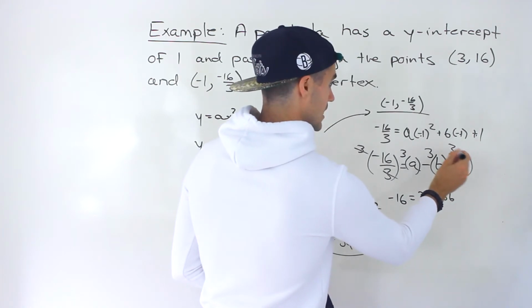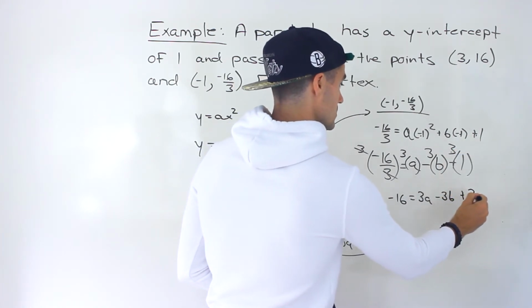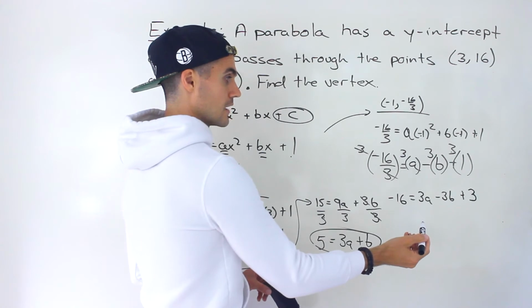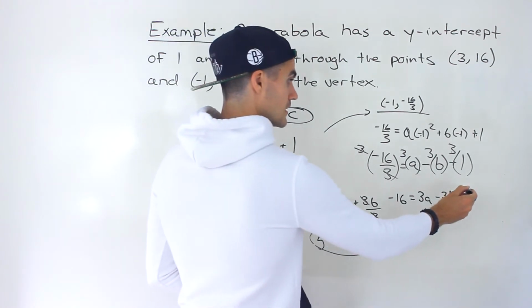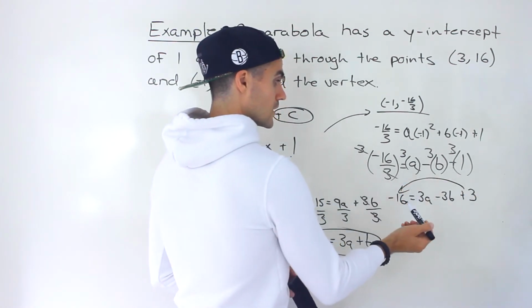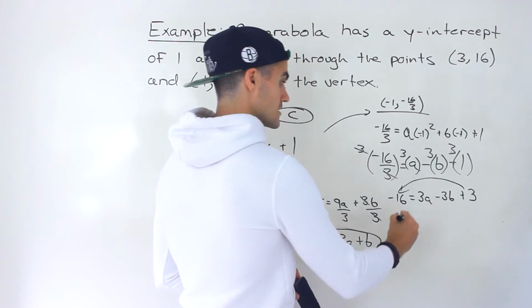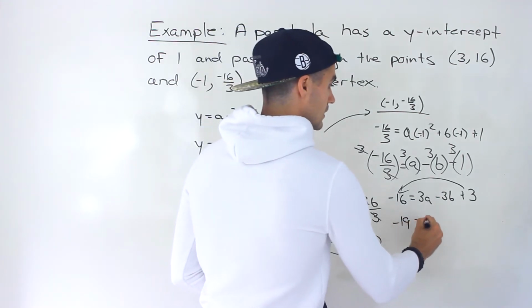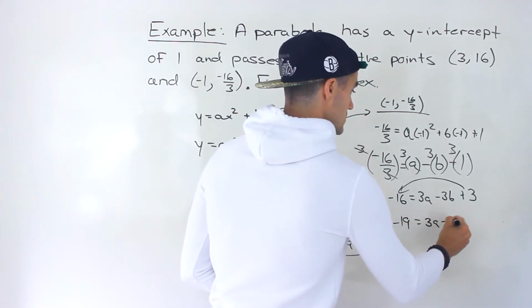Yes, plus 1 times 3, that would give us plus 3 like that. Then from here, simplifying this, we could bring the 3 over. Negative 16 minus 3 would give us negative 19. And then we got 3a minus 3b.